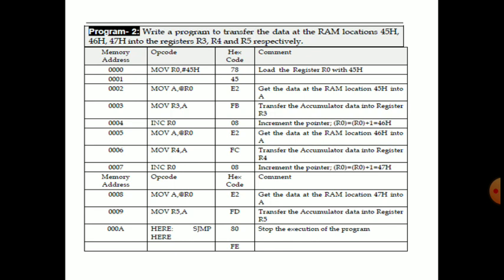Next program: write a program to transfer the data at the RAM locations. You can copy the question, don't see the answer in this slide. Write a program to transfer the data at the RAM locations 45H, 46H, 47H into the registers R3, R4 and R5 respectively. Please everybody write the question, don't write the answers. The question will have many answers, many different types of coding are possible.